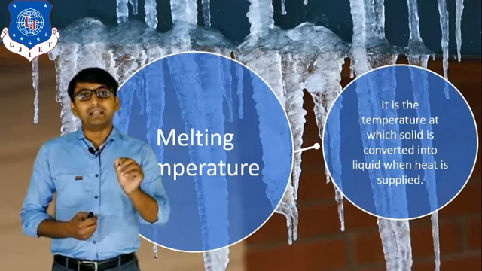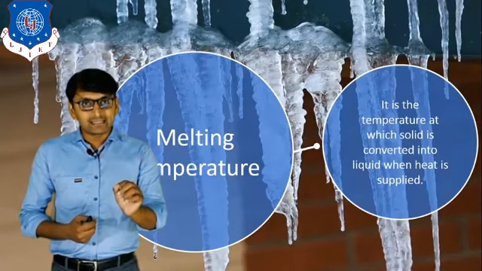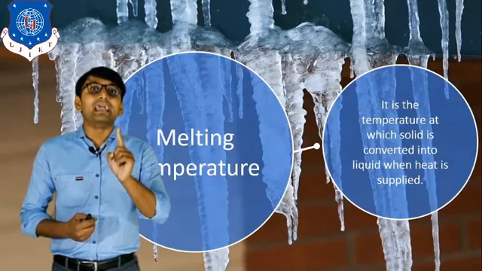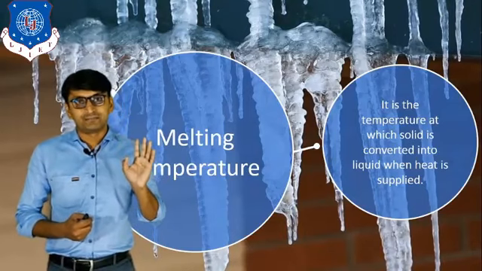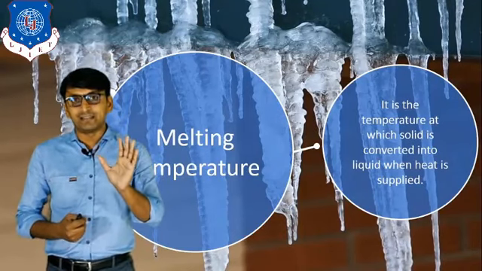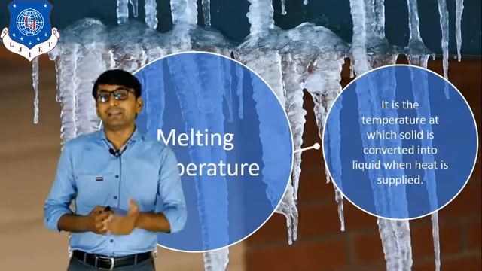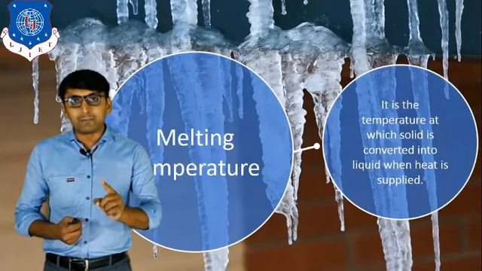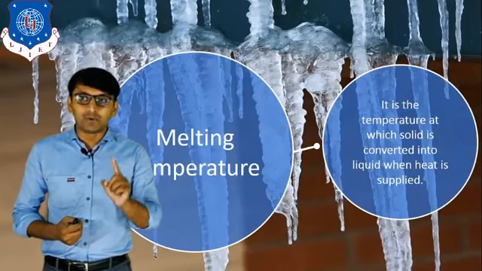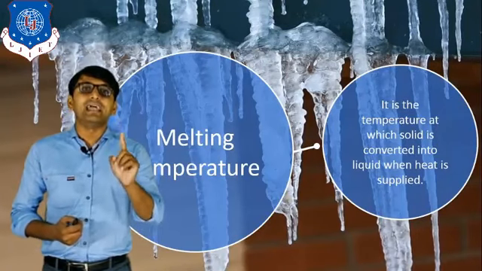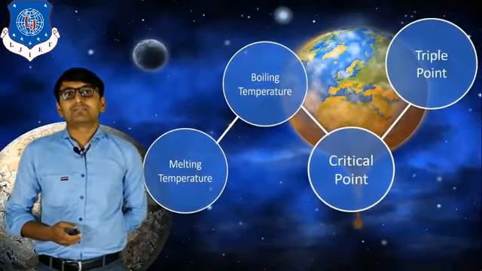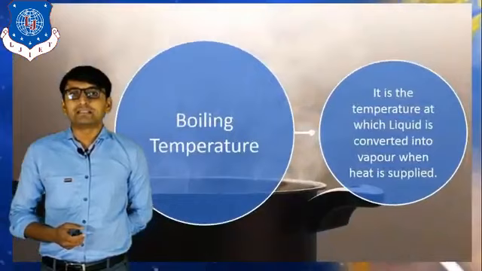Example, the melting temperature of ice is 0 degrees Celsius at 1 atmospheric pressure. This pressure condition is necessary because if we change pressure, then the melting temperature also changes. Okay. Then next one, boiling temperature.